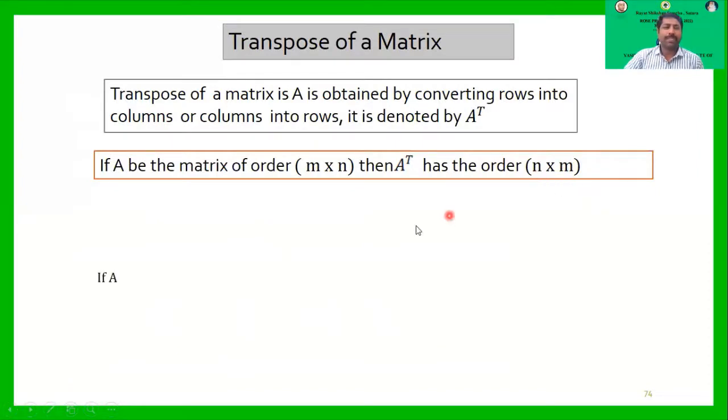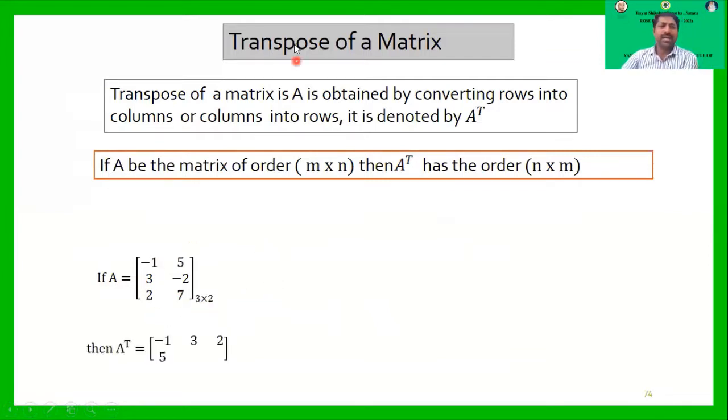If A is equal to this matrix of order 3 by 2, now we take its transpose. So then A transpose is, this first column becomes the first row, and this second column becomes its second row. So this is the transpose of the given matrix.